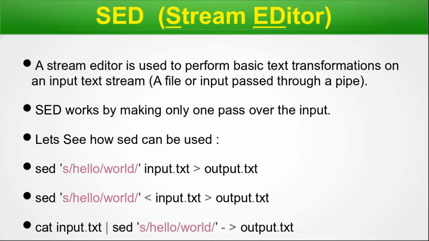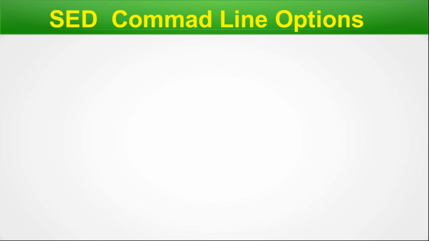Here we give an example of how a pipe can be used with sed. So here we write cat input.txt pipe sed 's/hello/world/', we close the quote and we redirect it to output.txt. Okay, so this is the way we are using a pipe statement here. I'd like to ask you to try out such things on your own, so that you get very familiar with how these things operate.